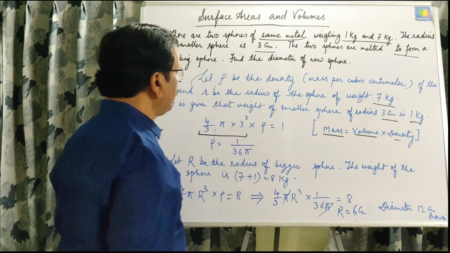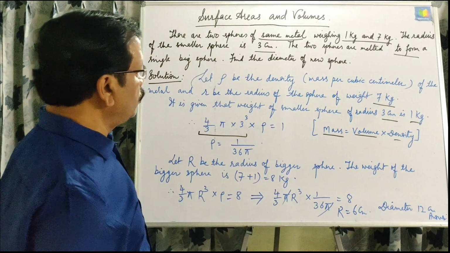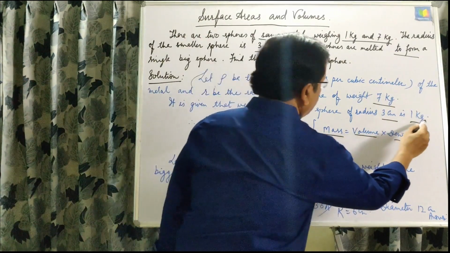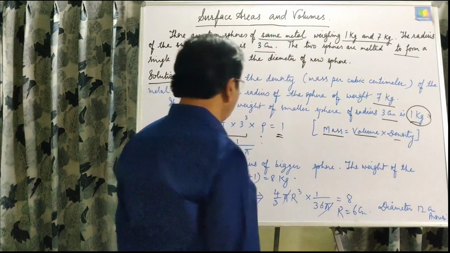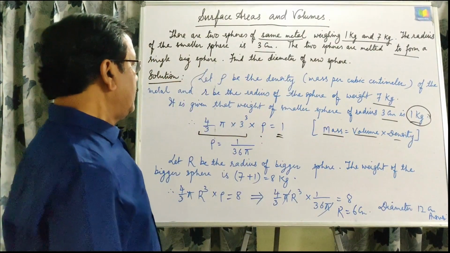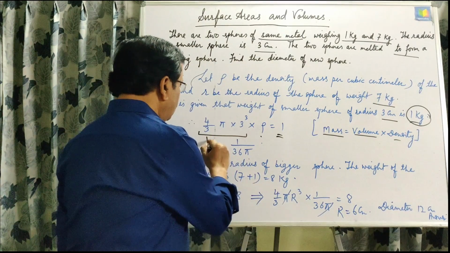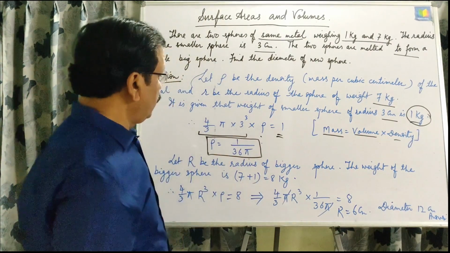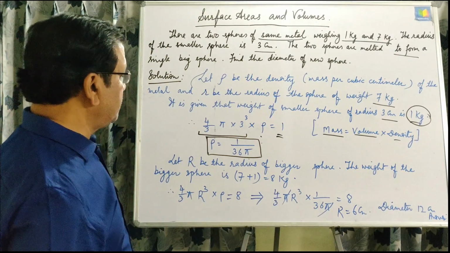Volume will be 4 by 3 pi r cube into density rho is equal to 1 kg. Then with the help of this we can find the density of the metal used. 1 upon 36 pi.